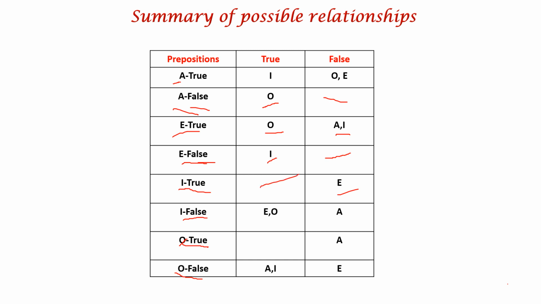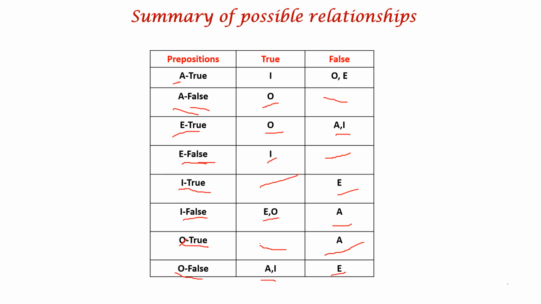And if I is false, E and O will be true and A will be false. If O is true, A will be false. Nothing can be said about the other propositions. And if O is false, A and I will be true and E will be false.